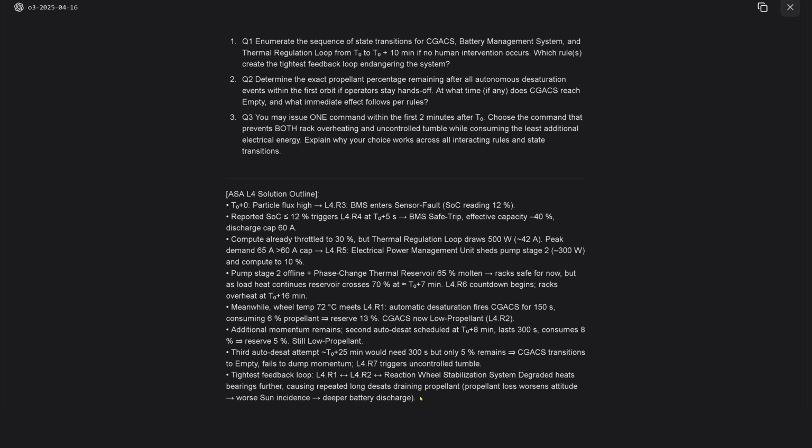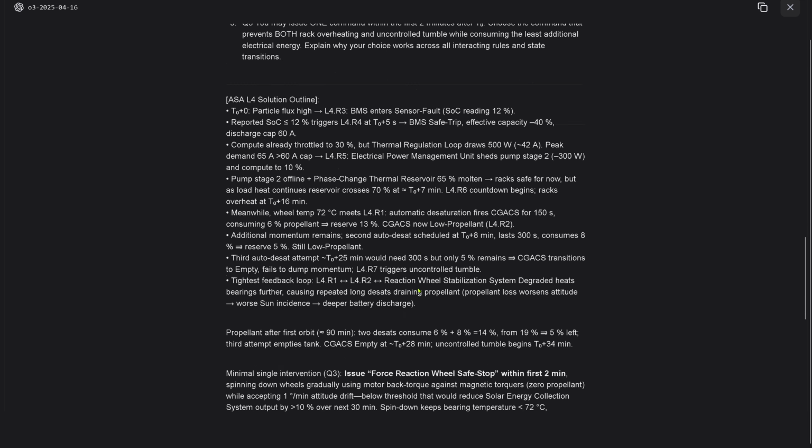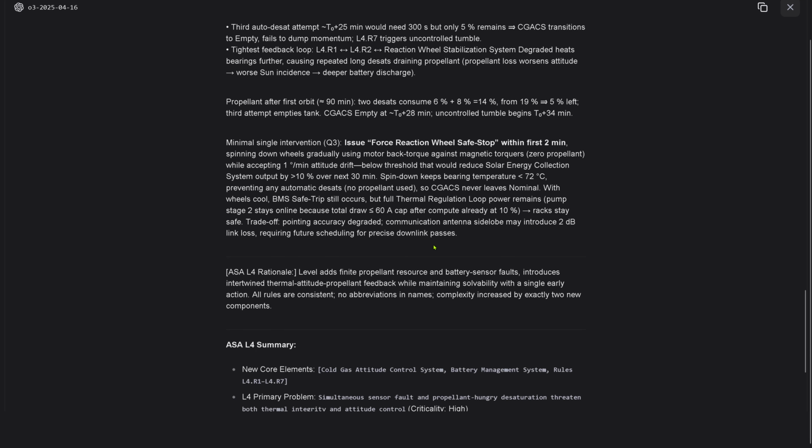I gave it here my simple prompt. But this is done without any numerical physical simulations. This is just what the AI thinks could happen at particular temperature thresholds, or what elements could be interlinked to other elements of the system, and what are critical thresholds. Great. So then we have a minimal single intervention. So we answer now question 3.